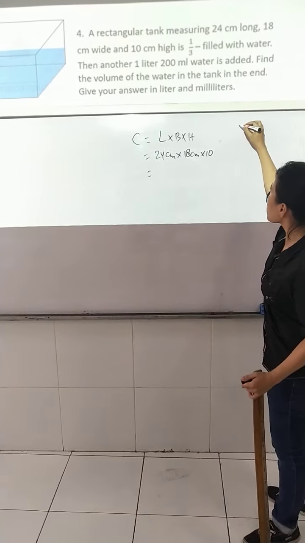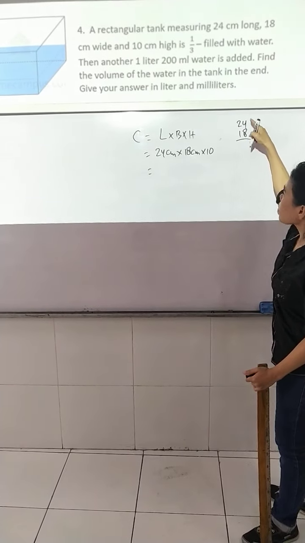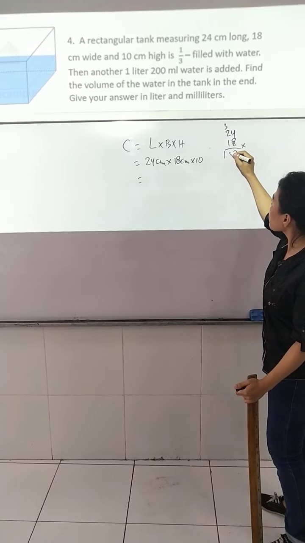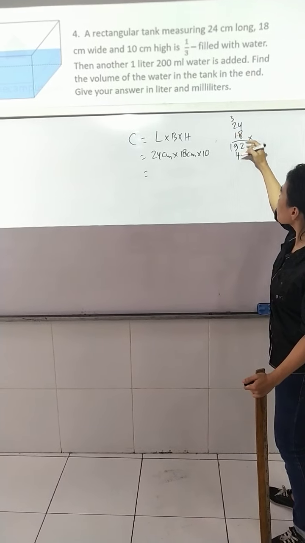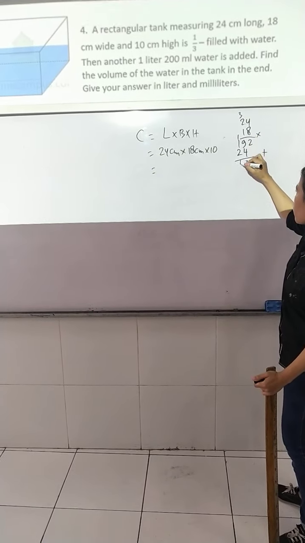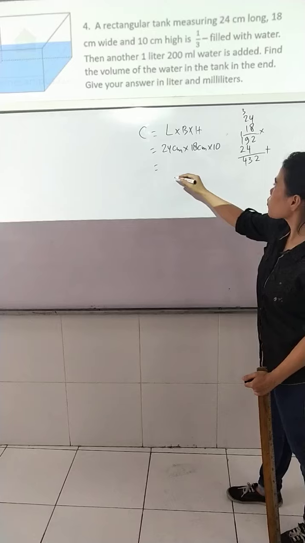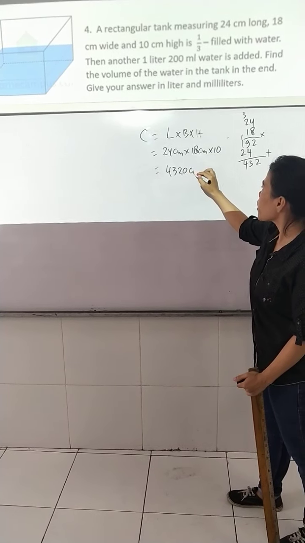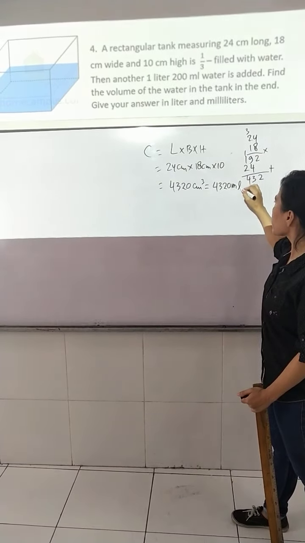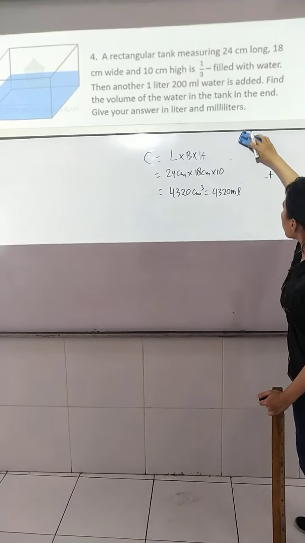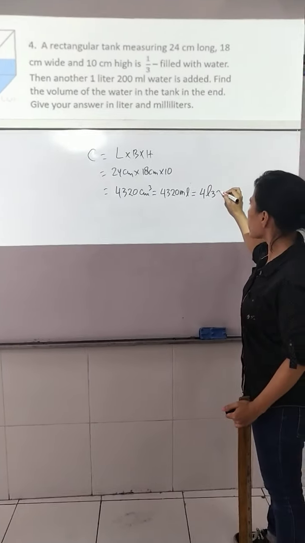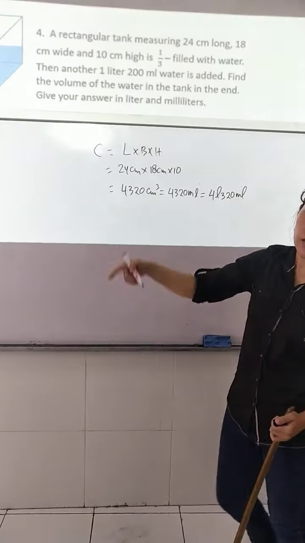So 24 times 18. 8 times 4, 32, 3. 8 times 2, 16 plus 3, 19. 1 times 4, 4. 1 times 2, 2. 432 times 10 is 4,320 cubic centimeter, which is the same with 4,320 milliliter. When we convert this into liter, this is going to be 4 liter 320 milliliter, that we have learned last time.